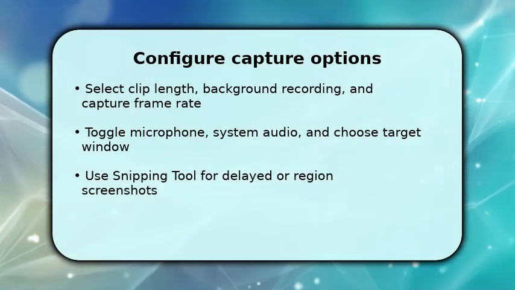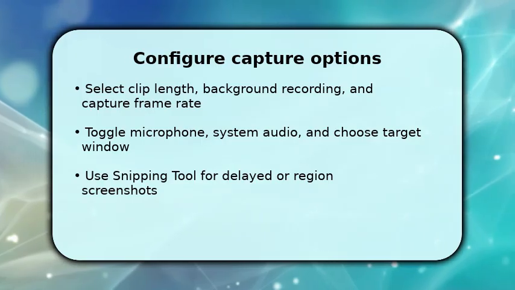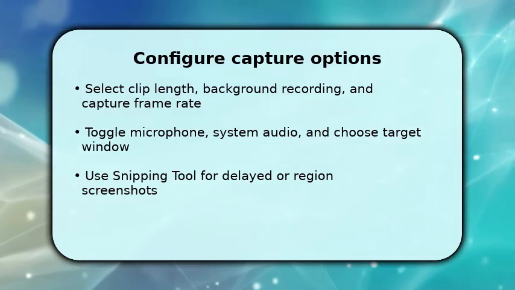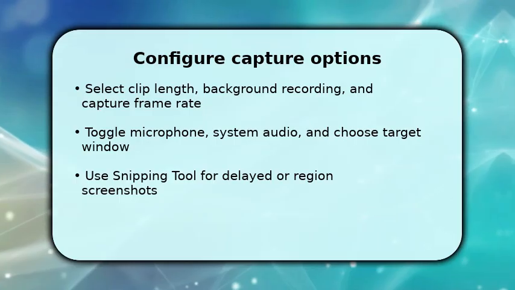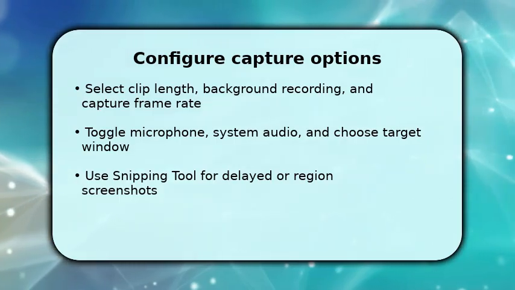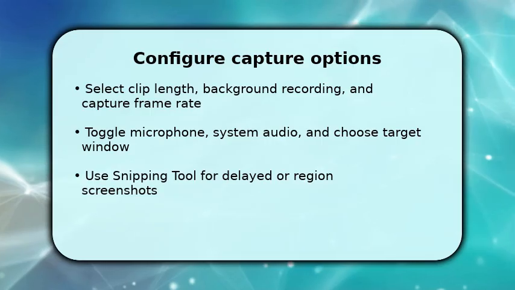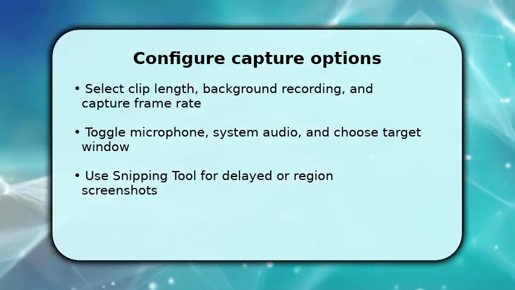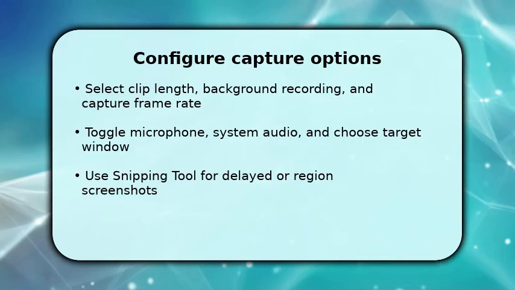Next, you'll refine settings so recordings match your goal. Open Settings, Gaming, Captures to set frame rate, audio quality, and background recording. Higher FPS yields smoother motion but larger files. Use the Game Bar to toggle microphone and system audio live. Make sure the correct audio device is selected.